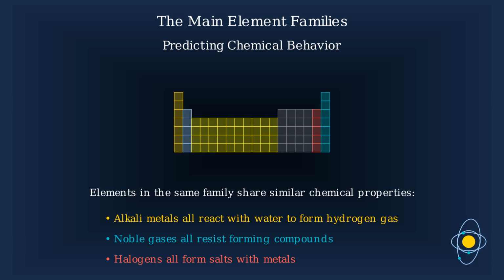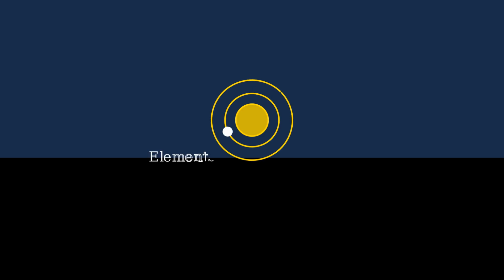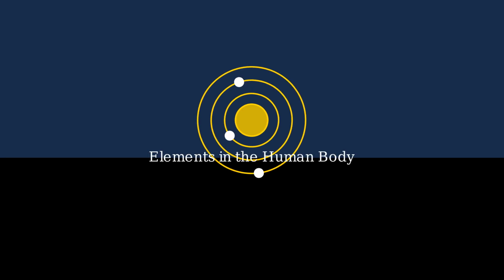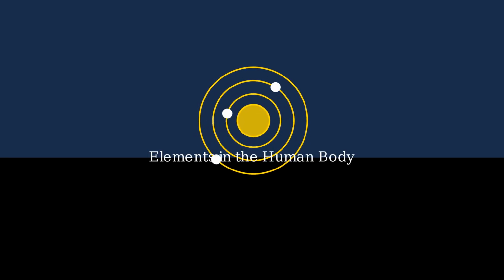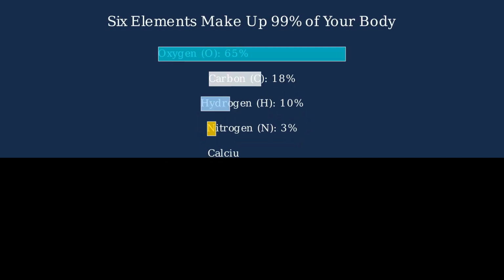This predictive power allows scientists to understand the behavior of elements they haven't yet studied and helps in designing new materials and chemical processes. The human body is a remarkable chemical symphony, composed of elements from the periodic table. Just 6 elements constitute 99% of your body mass. Oxygen dominates at 65%, followed by carbon, hydrogen, nitrogen, calcium, and phosphorus.